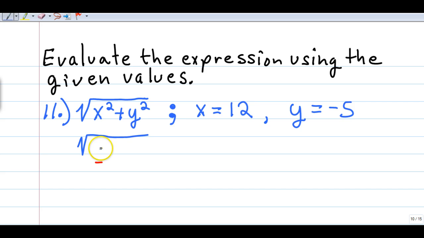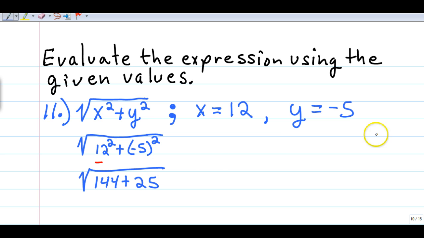We have a 12 raised to the second power plus a -5 raised to the second power. Let's simplify this problem by first completing the exponents. A 12 times a 12 results in 144. A -5 times a -5 results in 25. Now let's continue to simplify by adding the two numbers together.